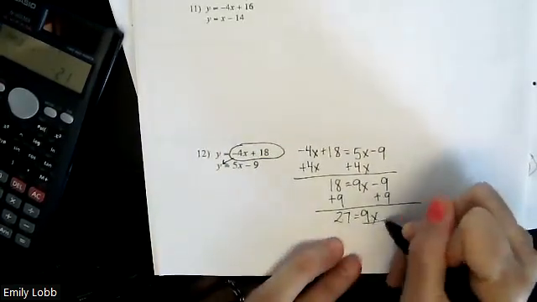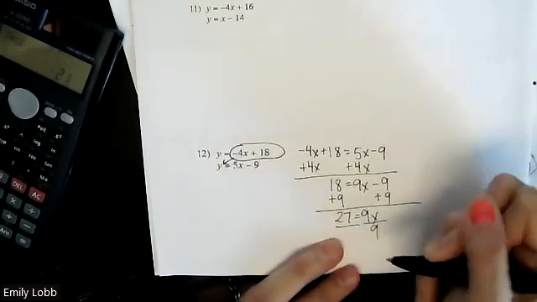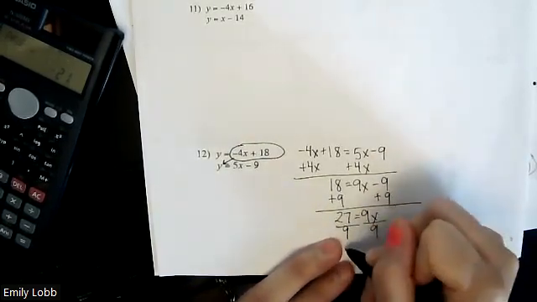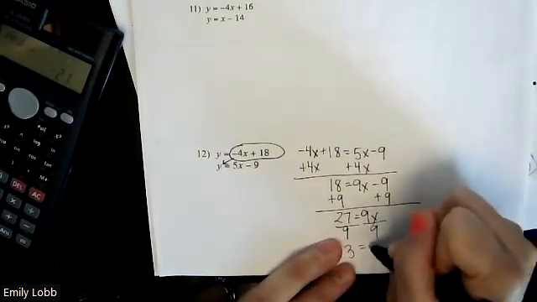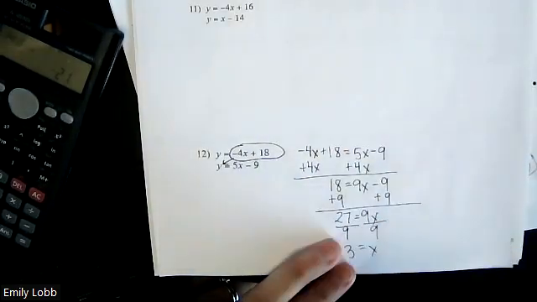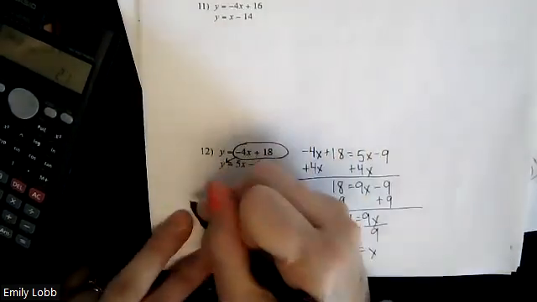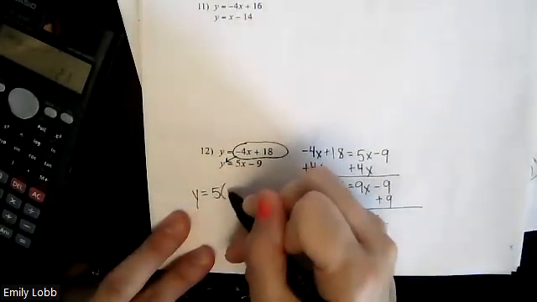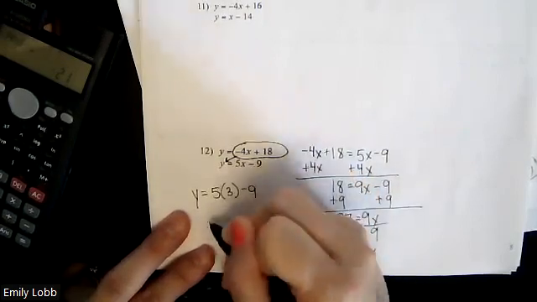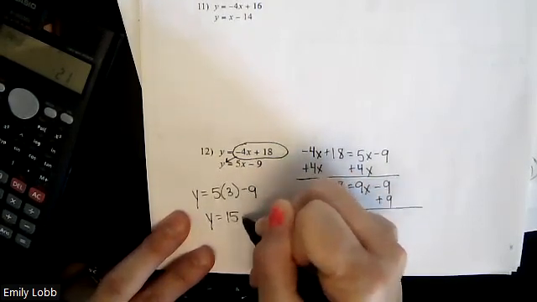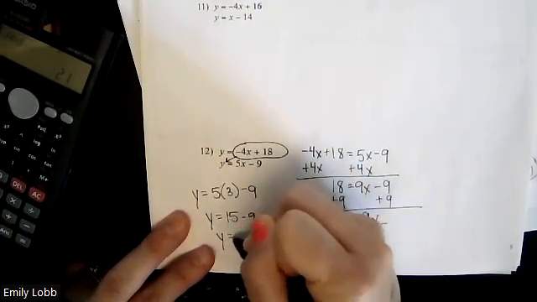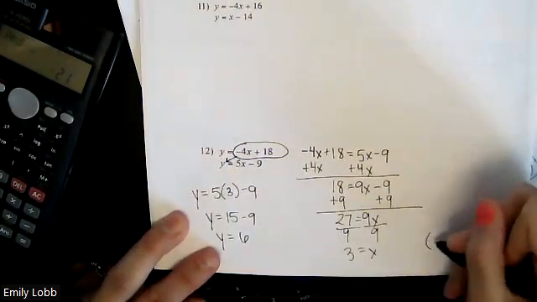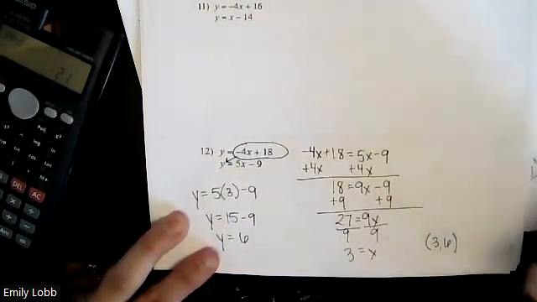These are always going to be nice numbers. You shouldn't come up with fractions of any sort. So 3 is equal to x. So if I threw that back into, say, the bottom one, y is equal to 5 times that 3 minus 9. So y equals 15 minus 9, which is 6. So this is the point 3, 6.